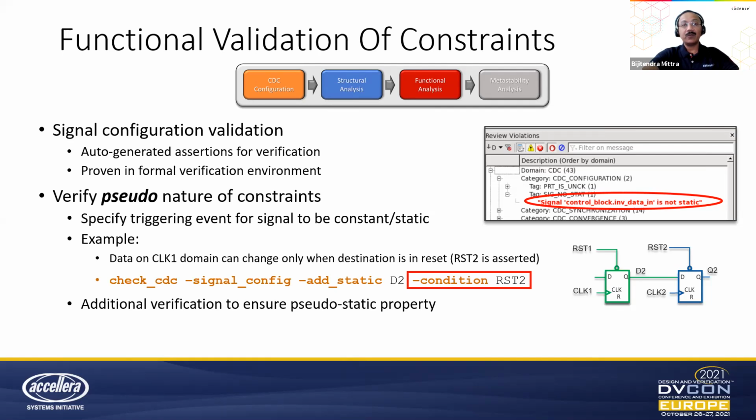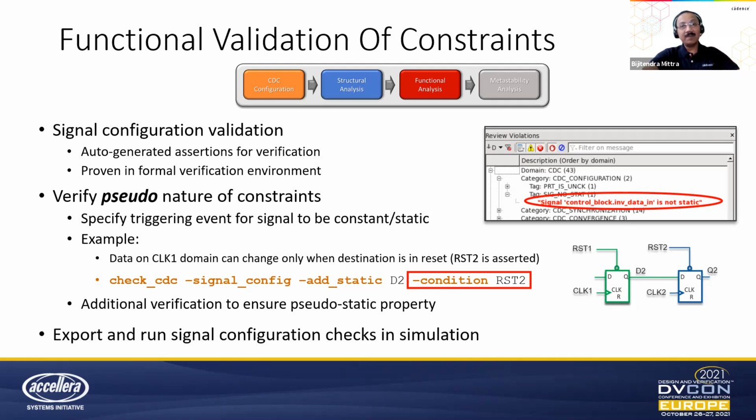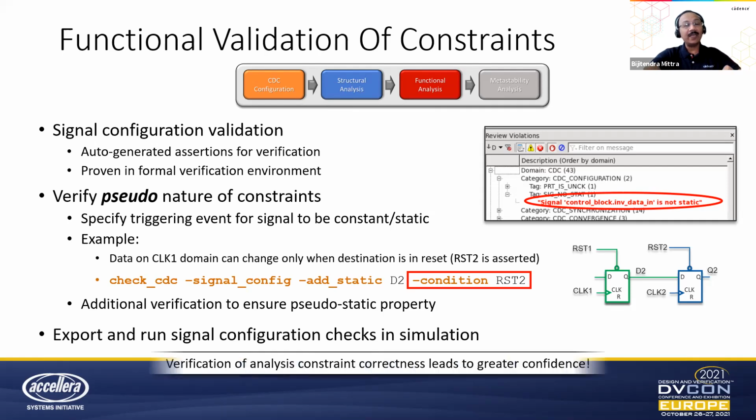And this is what JasperGold allows: you can specify a condition which says that only when the reset is asserted, that's when this signal will remain static. Now, this would trigger additional verification of the pseudostatic property. But at the same time, you can also export these checks and run them in simulation, which guarantees that the constraints that you are using for your CDC analysis also hold and the environment is the same in simulation. This way, you can build confidence in the quality of your constraints, thereby having a sound structural analysis.